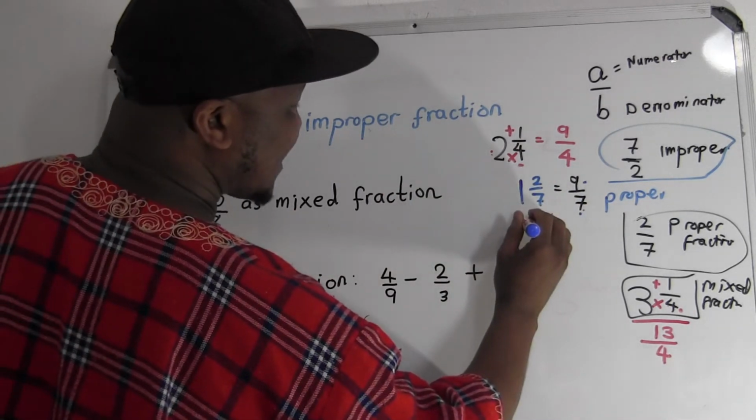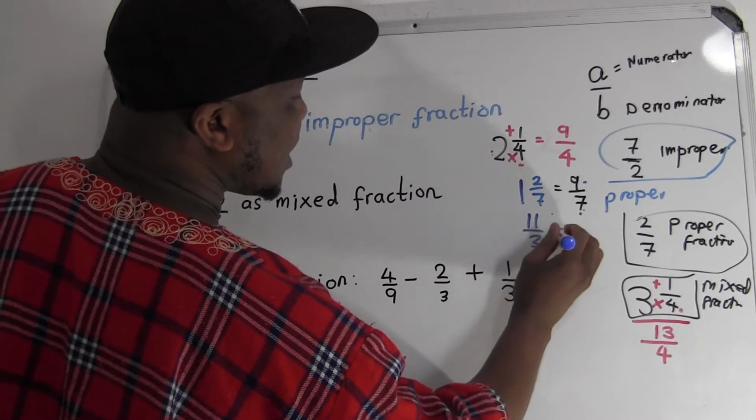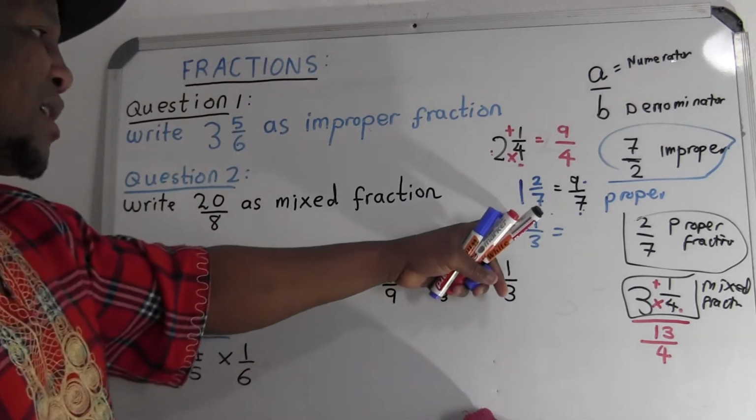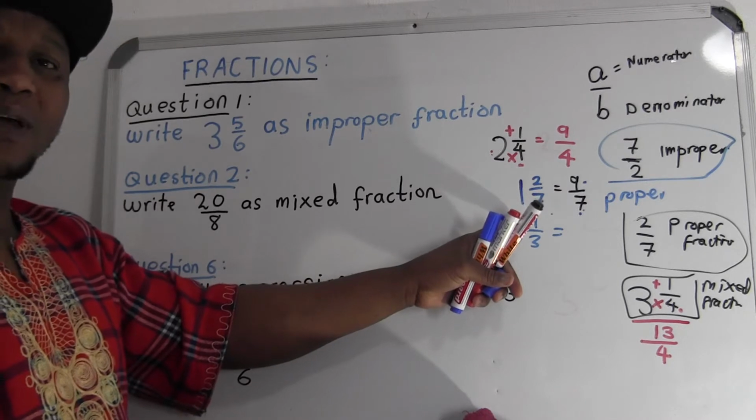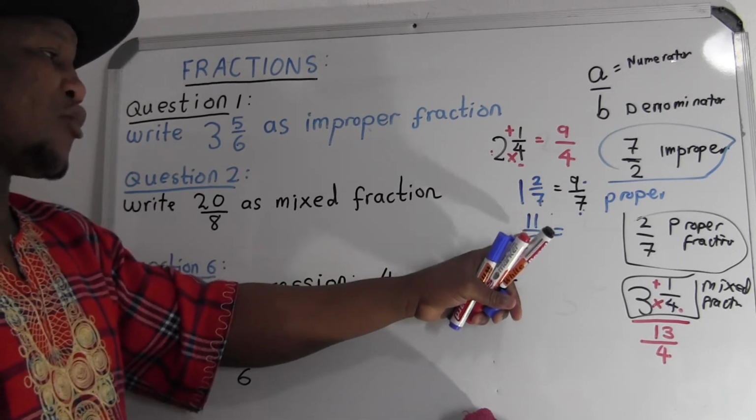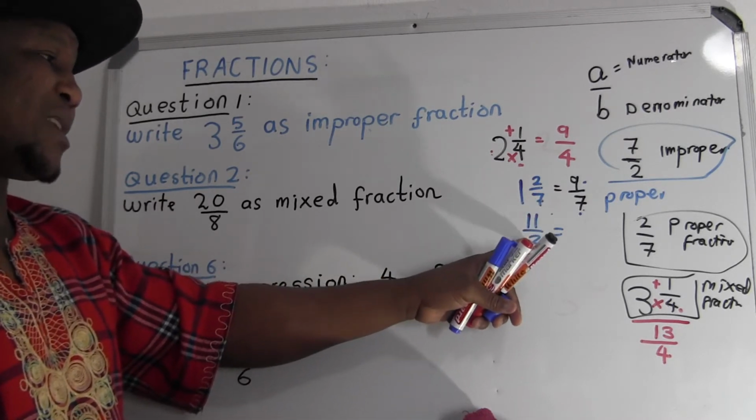One more. Let's say 11 over 3. Which type of fraction is this? This is improper. You know why? Because the number on top, the numerator, is bigger compared to the denominator. So what I'm going to do is, how many 3s in 11?